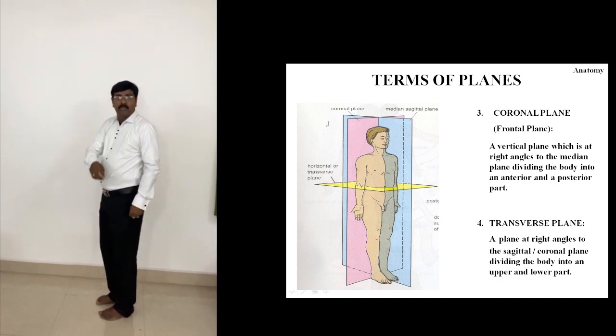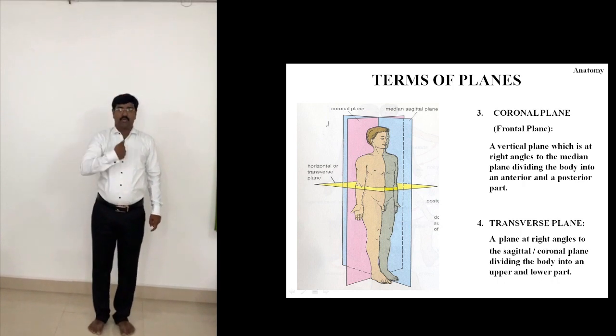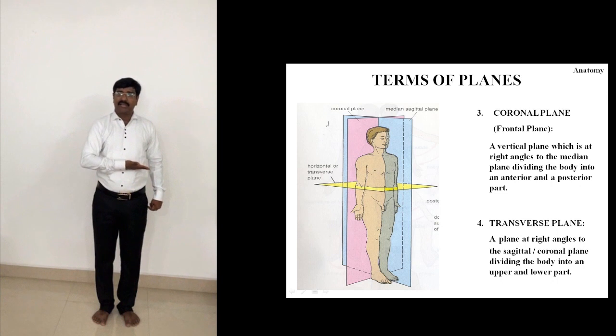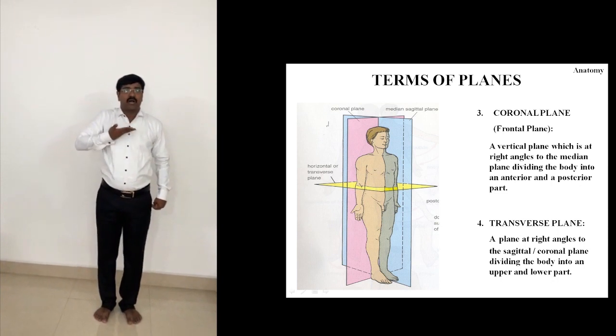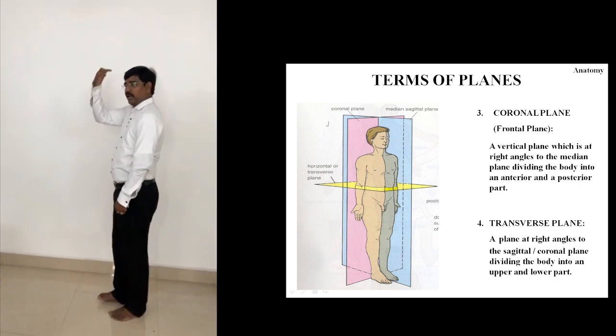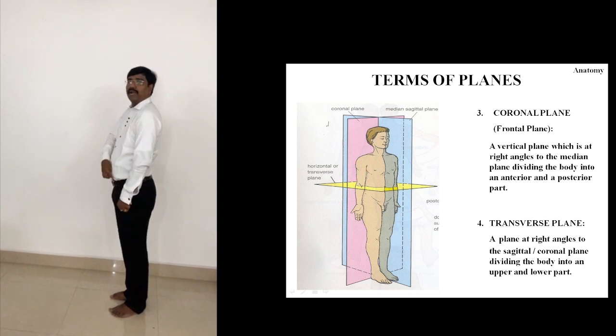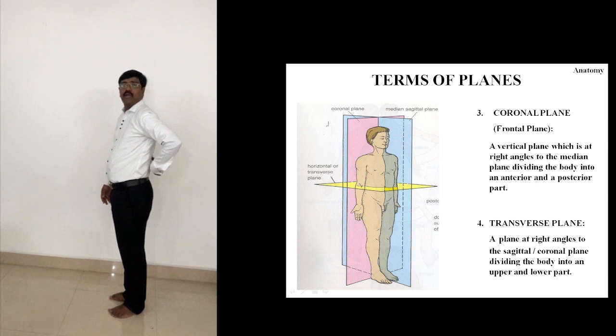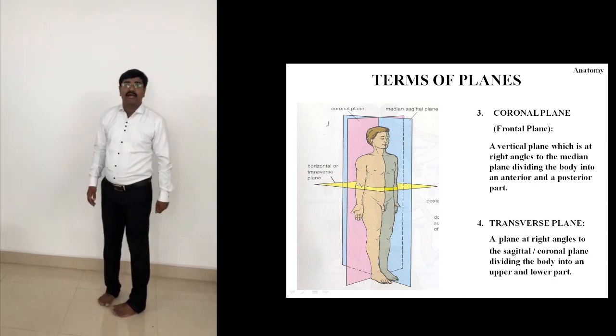So now there are three planes. When you cut into two halves, it is called the sagittal plane. When you cut transverse, it is called the transverse plane, upper half and lower half. And when you cut at a right angle to the body, dividing into anterior part and posterior part, it is called the coronal plane.